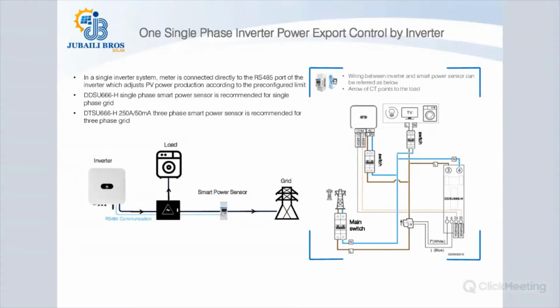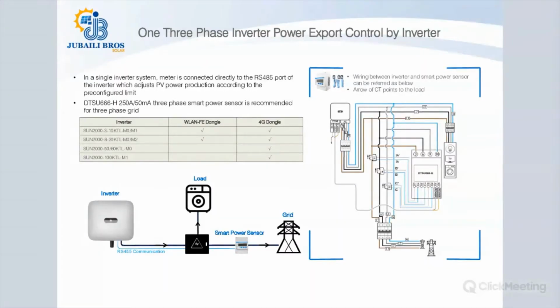So the power sensor will be detecting and observing the load consumption and sending RS-485 communication signals to the inverter to directly regulate and reduce the output and meet the load consumption requirement. We will use the single phase power sensor for the single phase inverters and the three-phase power sensor, as we can see here, for the three-phase inverters. For the communication purposes, we can use the WLAN FE dongle or the 4G dongle.